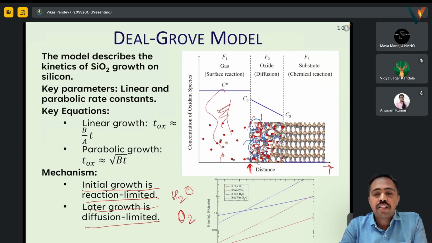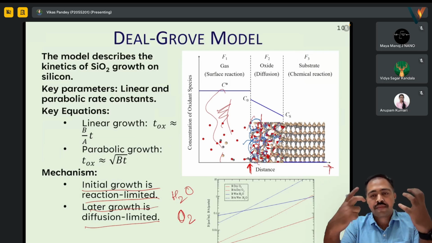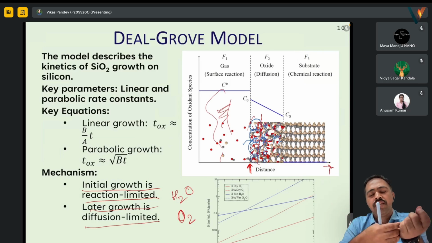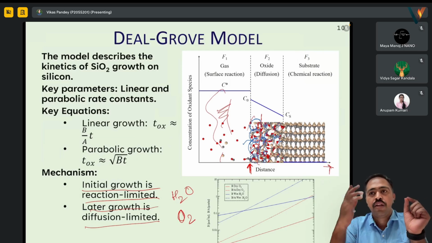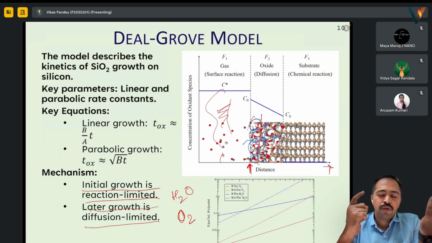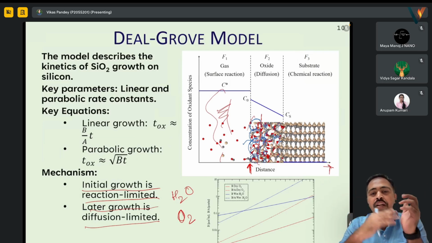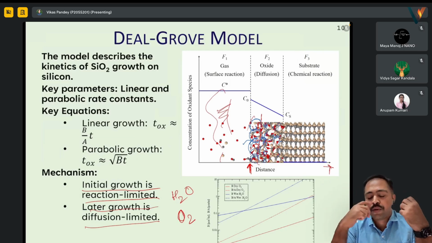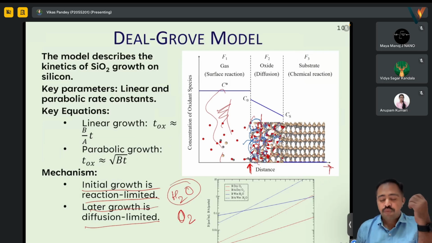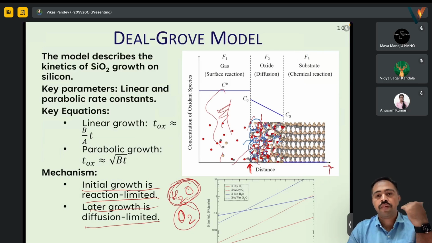Yeah, oxygen is bigger than the water molecule because the oxygen molecule is big, and hydrogen we know is the smallest atom. So one oxygen and two hydrogen, overall, will be smaller compared to two oxygen atoms. Now you will understand why we say that wet oxidation is faster: this molecule is smaller, so it is able to diffuse well compared to O2. Its diffusion rate is higher.